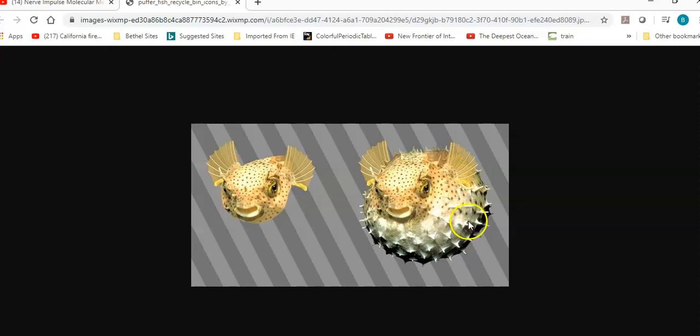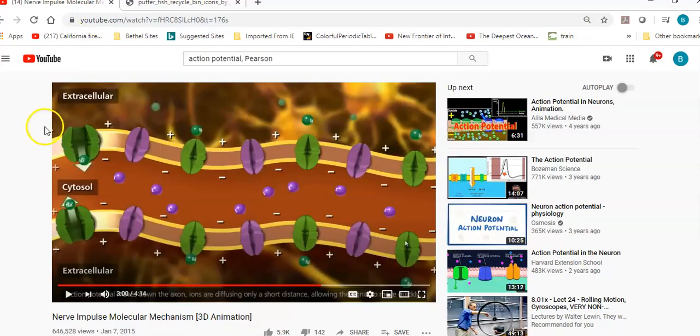If you get poked by a puffer fish, it's a bad deal because in many of them there's toxin in these spines. The way that puffer fish toxin works is by preventing these sodium channels from opening up. So that impulse would come along, and if that puffer fish toxin gets in the way right here, boom, that impulse stops right here, and you're paralyzed.